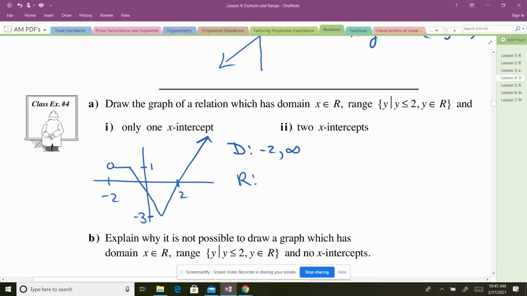Can you be -2? It's open circle, so no. So what type of bracket? Curved bracket. Can you ever be infinity? So curved bracket. Because of the open circle right there. It means that point doesn't exist. Just because. You don't have to know the why, it just doesn't.